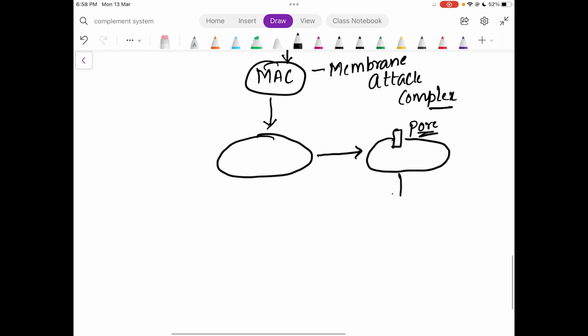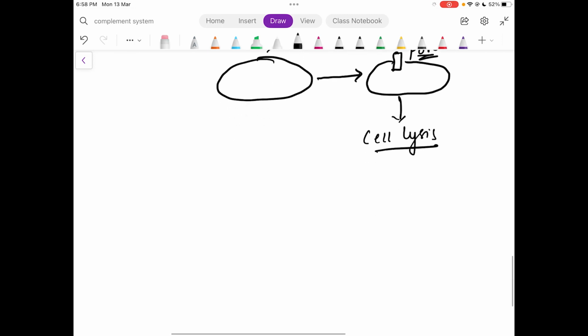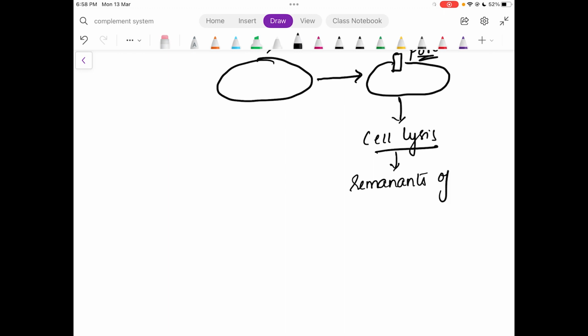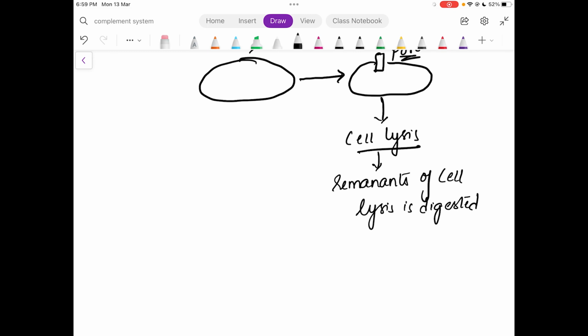Whenever a pore is formed, it will cause cell lysis. Whenever there is cell lysis, the cell will die, and the remnants of the lysed cell are digested, meaning they are phagocytosed by macrophages. This is how the classical pathway kills bacteria.